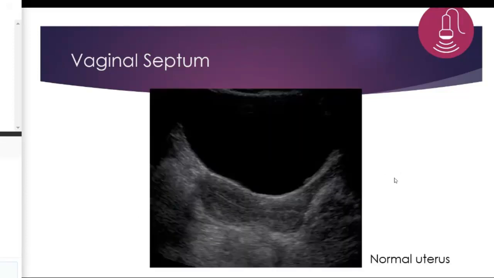So this is a normal uterus. This is a sagittal transabdominal image. We have the nice full bladder, so properly prepped, up over the fundus of the uterus. So we have the nice normal vaginal canal leading to the cervix and then the body and fundus of the uterus. And then we have the echogenic stripe in the middle, the endometrium.